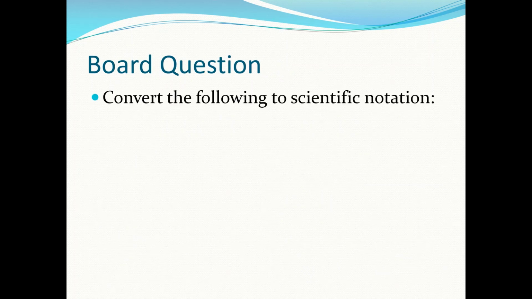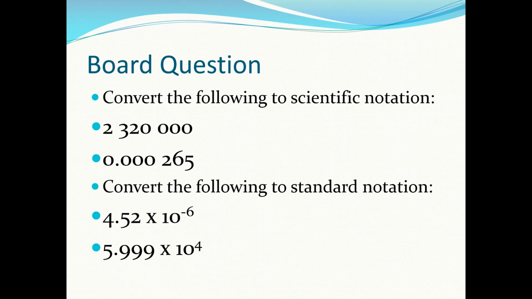So let's do a board question. So pause the video and see if you can do these on your own. Okay, so this is decimal place here. I move it over 1, 2, 3, 4, 5, 6. 2.32 times 10 to the 6. This one, really small number, so I move it over 1, 2, 3, 4. 2.65 times 10, and because it's small, it's going to be negative 4.